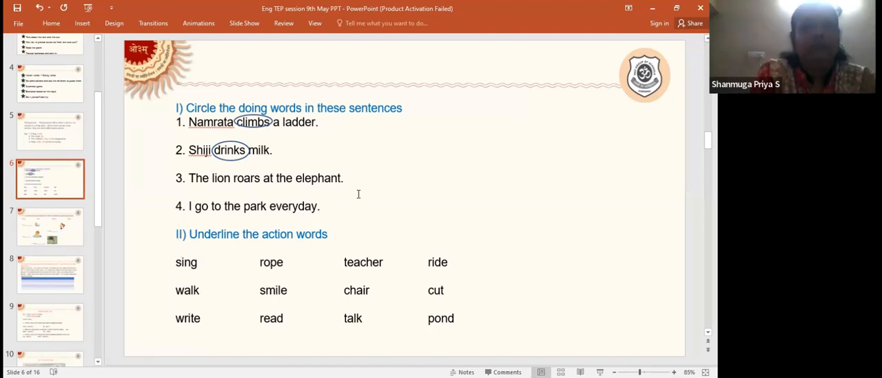So we can give some exercises like this for the children to get thorough with the concept, and then underline the action words. Even on the board, just write a few words, a mixture of action words and some naming words, and ask the children to find out the action words. You can circle it or underline it, whatever, it's up to you. Like here, shall we underline the action words? Now, can we do it?